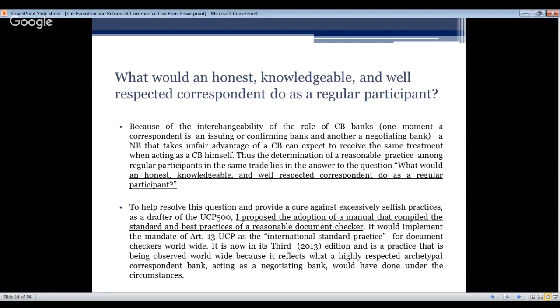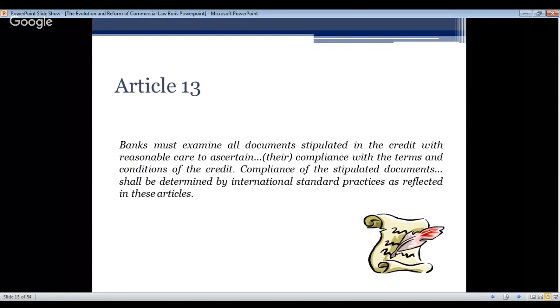Now, this led to the characterization of practices as those that are standard, that is to say, those that are practiced by the regular participants in the transaction every day, and which, as you noted from my use of a negotiating bank as a confirming bank and vice versa, are interchangeable because the banks change roles. It's a business in which today's issuing bank is tomorrow's negotiator, today's confirming bank is tomorrow's paying bank, etc. So their practices have to reflect the fact that they must constantly place themselves in the position of the other, because they could be the other contemporaneously or five seconds later, in another transaction.